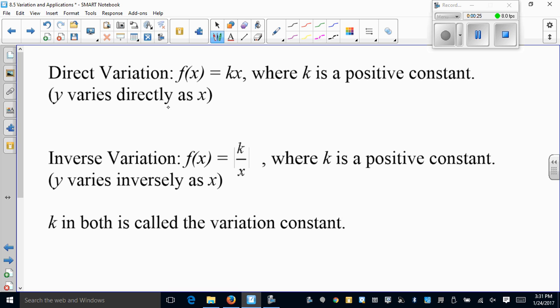So y varies directly as x. This is what you'll normally see. Inverse variation is going to be division. f(x) equals some value k over x, where k is a positive constant, and y varies inversely as x. k in both is called a variation constant. Sometimes that's all you'll be asked for: what is the variation constant?